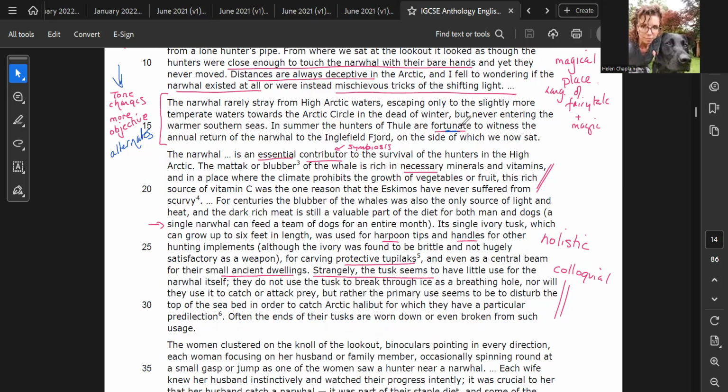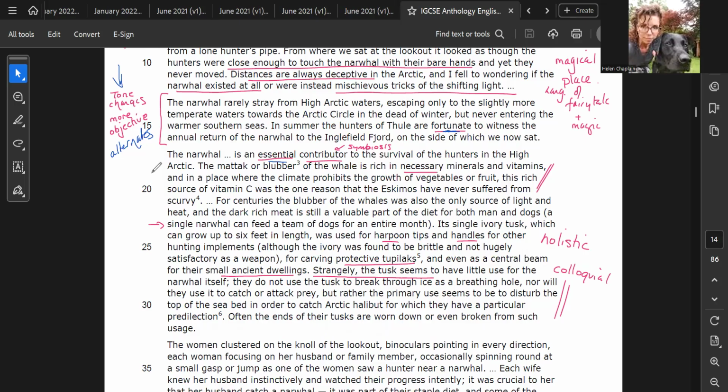The hunters of Thule fortunate to witness. And this article never loses sight of the idea that the Inuit view their relationship with the narwhal as a privilege. They are lucky enough. This is not something that they're taking advantage of. This is something that is necessary. So we then pick up on that luck or good fortune, the privilege, because the narwhal is an essential contributor to the survival of the hunters.